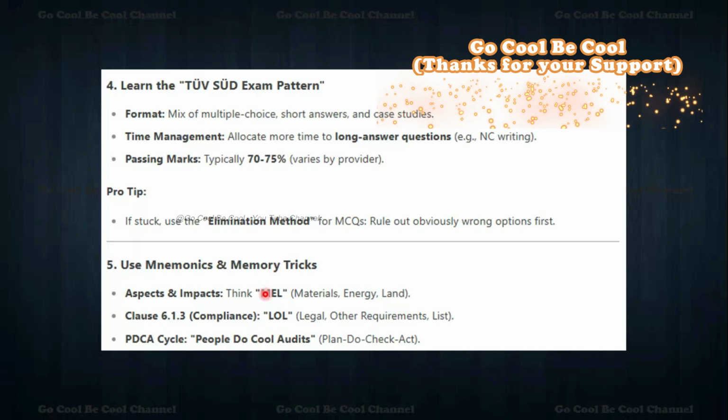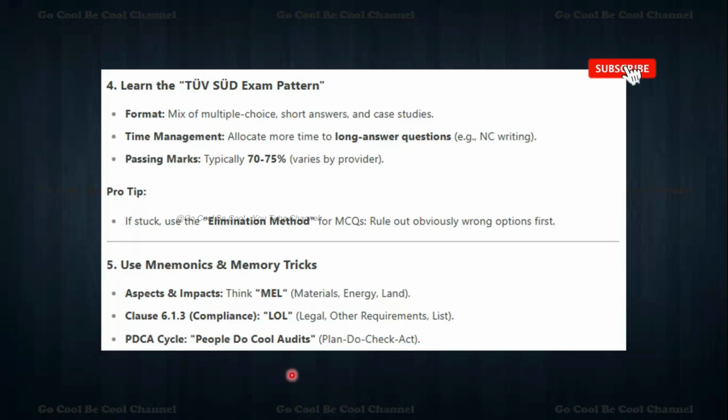Then PDCA, we have a people do cool audits. So please remember PDCA cycle, people do cool audits. So PDCA, my dear friends, you need to have it. So P, what it talks about, then D, what all the clauses talk about, and other things.